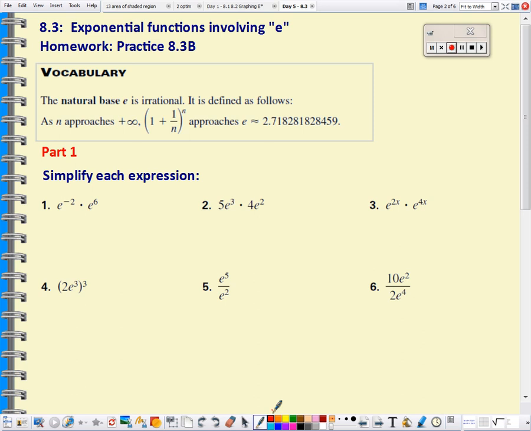So e works just like the number pi. You're familiar with pi from geometry. Well, e is our natural base. So when we simplify expressions with e, we're going to treat the e like it's a variable. We're not going to plug in 2.7. We're going to leave e in our answer.